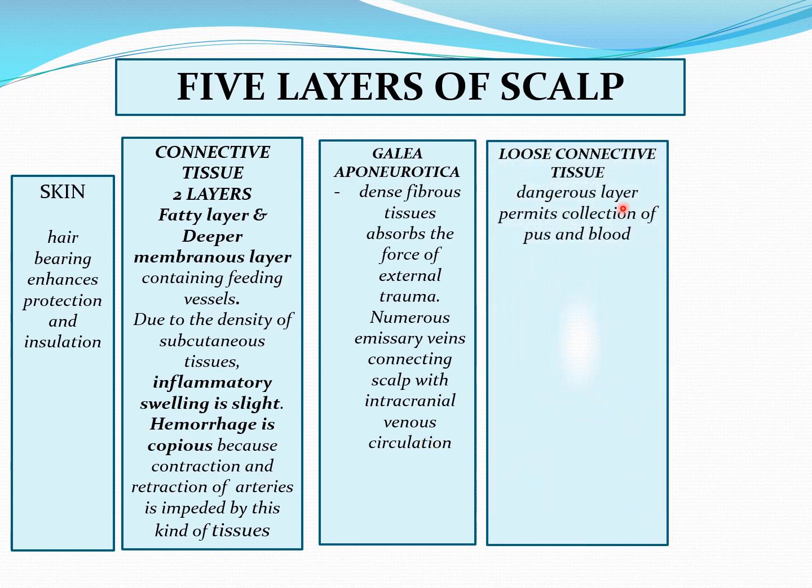Then the loose connective tissue is a very dangerous layer, and it permits collection of the pus and the blood. So it is the area where we have collection of the pus and the blood.